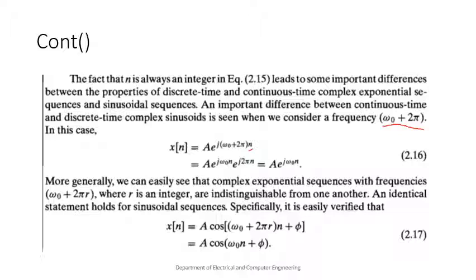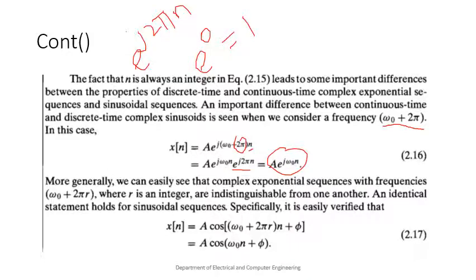So this is our exponential sequence a e raised to power j omega naught n. We have just added this thing ourselves. If you add this, it will again become e raised to power j omega naught n. And why? Because you see that here e raised to power j 2 pi n is equal to 1. Why is this equal to 1? Let's take a value of n to be 0. If I take n to be 0, this will become e raised to power 0 and this is equal to 1.